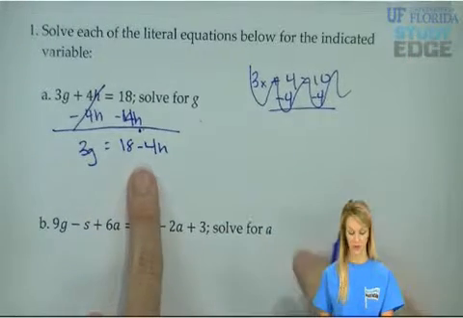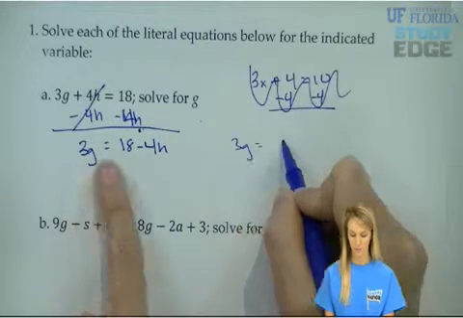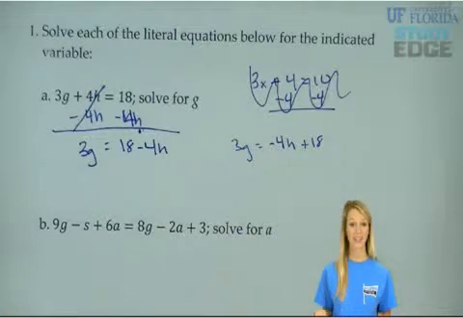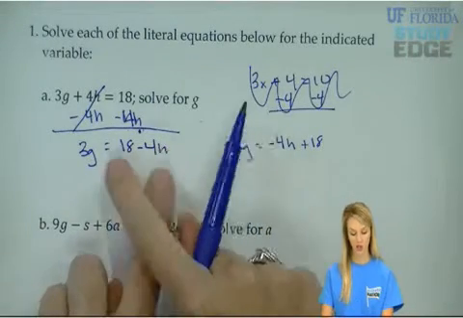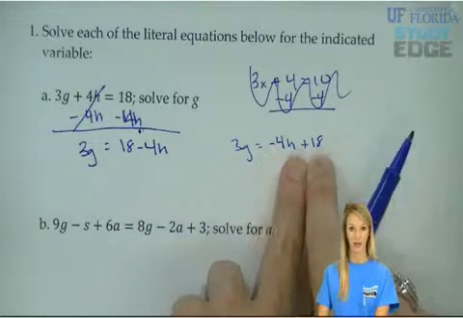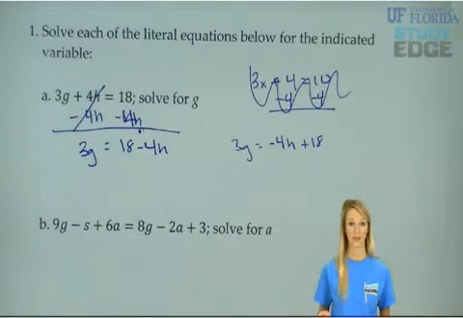Now I know some of you may have written this as 3g equals negative 4h plus 18, and that's fine. It means the same thing. You can change the order of those terms. 18 minus 4h is the same thing as saying negative 4h plus 18. It means the same thing.